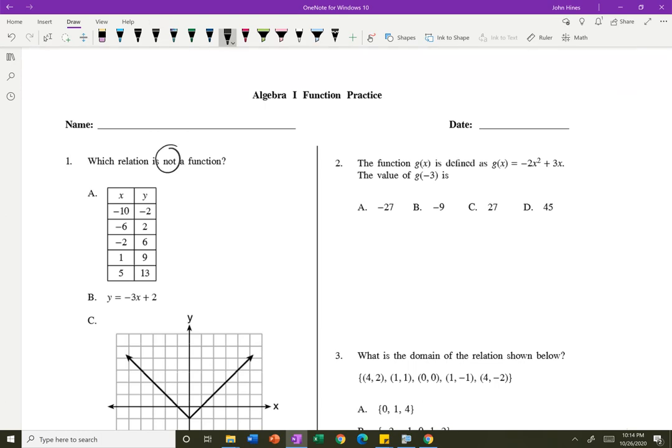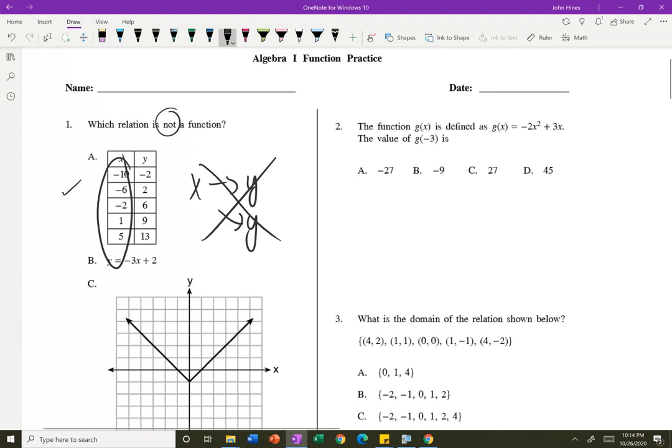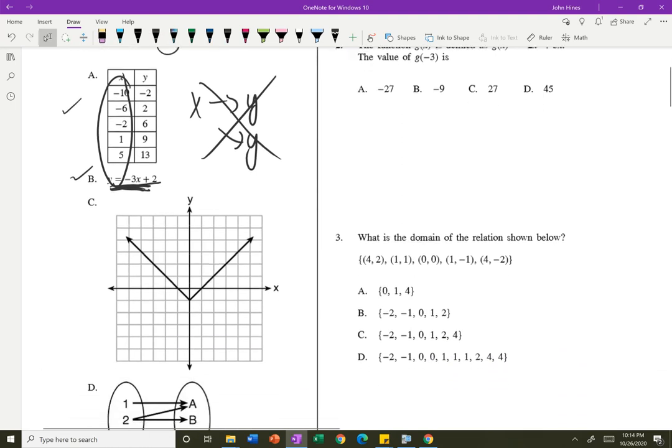Well, what makes something a function is every x corresponds to only one y value. I can't have an x going to two different y values, that's bad. So when we look at our table, we check, do our x values repeat? Nope, we're good. So that is a function. 3, you could throw that in your calculator, or you can notice that's a y equals mx plus b. That's a line. Lines are functions.